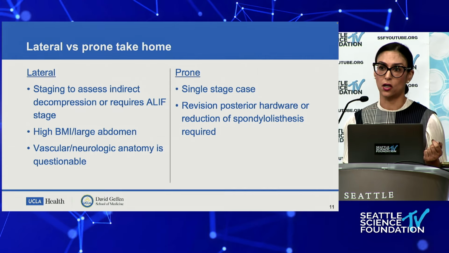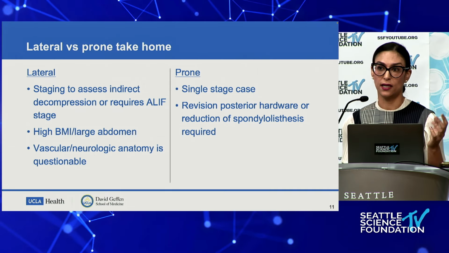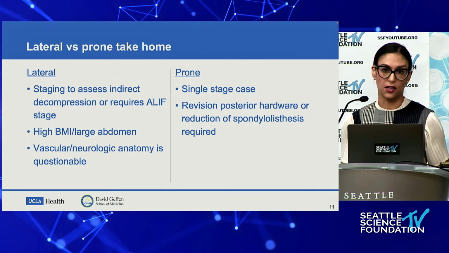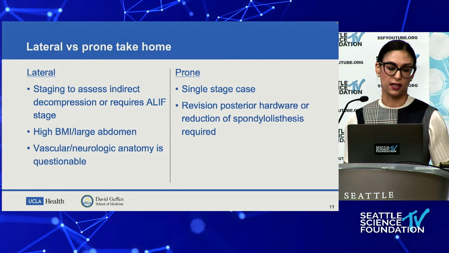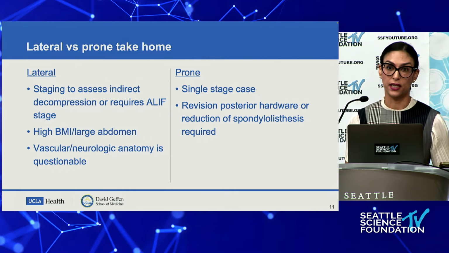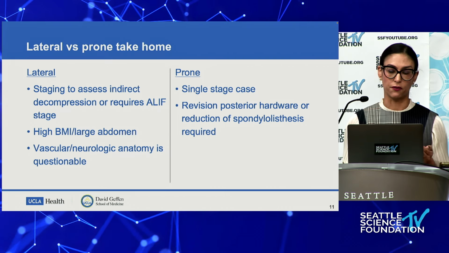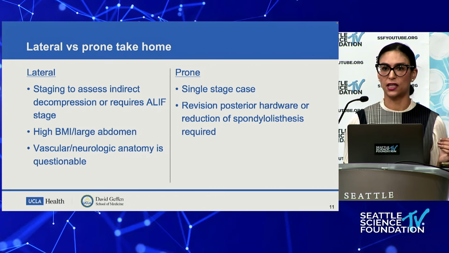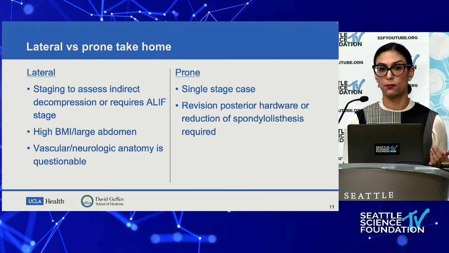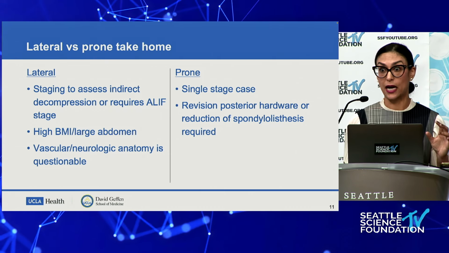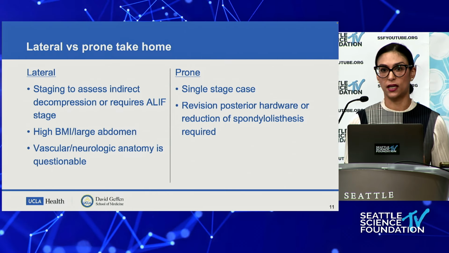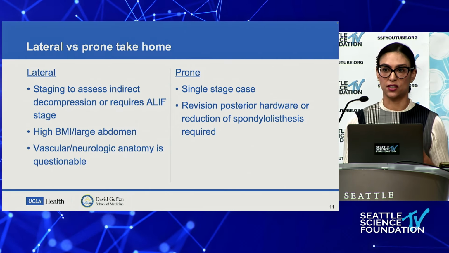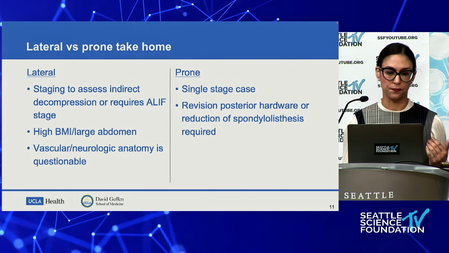Again, if they have a very large BMI or a large abdomen, that's another case where, for me, I don't think in my hands I can reach deeply enough to safely get a corridor for my dilators. And if there's any questionable vascular or neurologic anatomy, I don't want to risk it prone. I don't have vascular in-house all the time where I am, so I don't want to get into trouble where I can't get more exposure in that prone position.